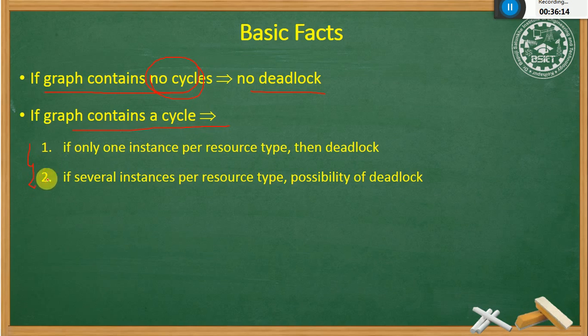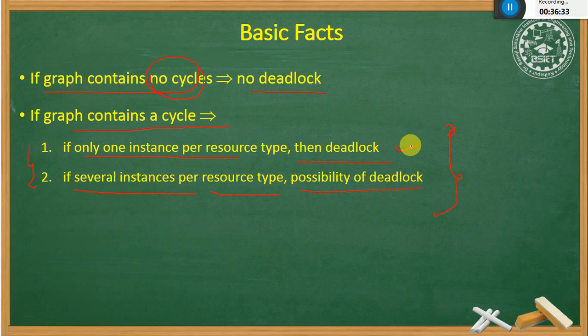When? There are two conditions. If there is only one instance per resource and there is a cycle, then it is called a deadlock. If there are several instances per resource and there exists a cycle, we cannot say it is a deadlock. There is a cycle.